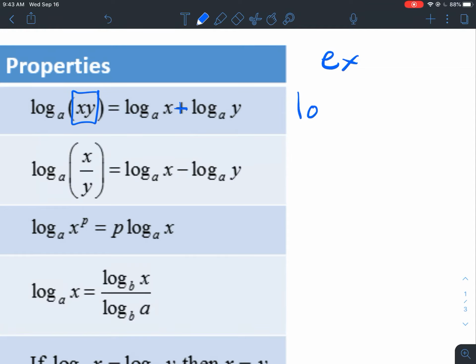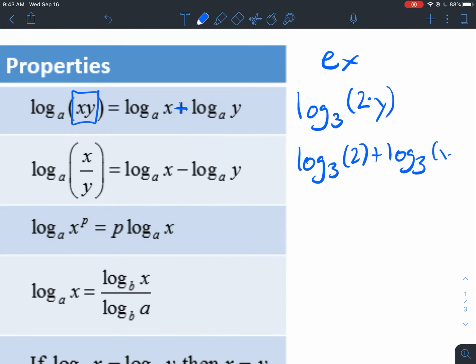If I had log, we'll say base 3 of 2y. All right, this 2 and this y are being multiplied, so you have a product in there. So you can split them up. So you would get log base 3 of 2 plus log base 3 of y. So all I did was just split up the two things that were being multiplied inside of the logarithm.